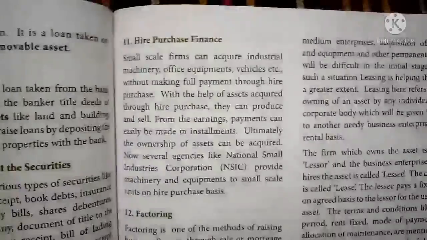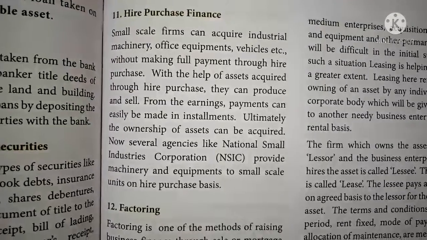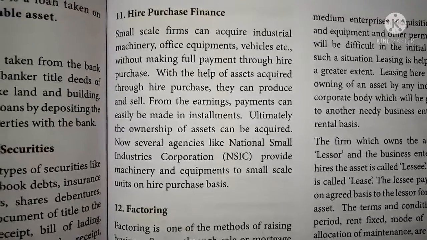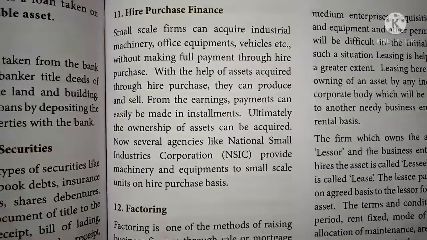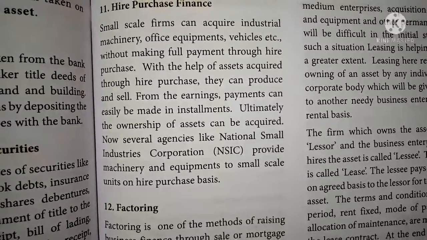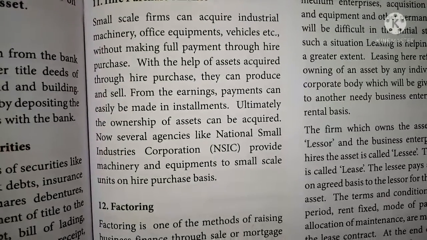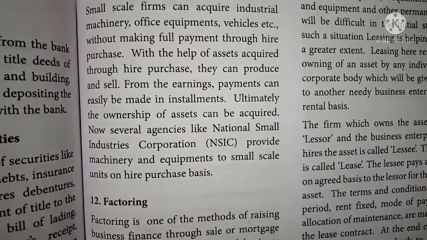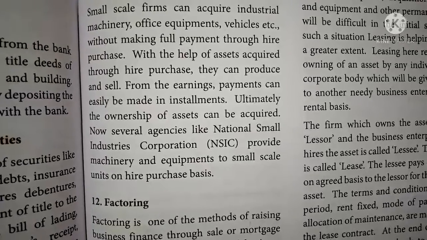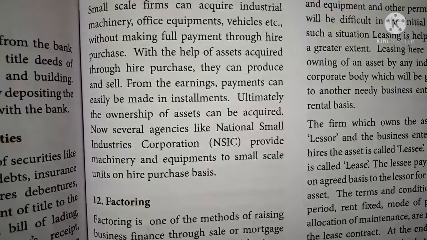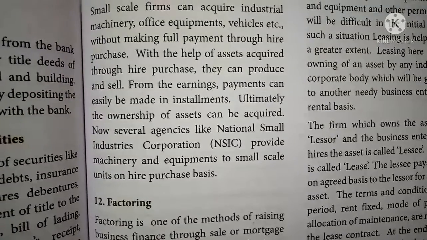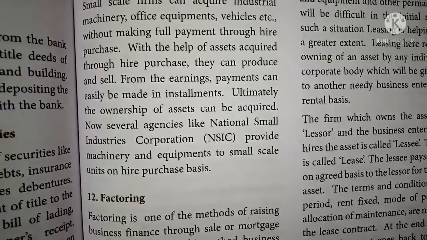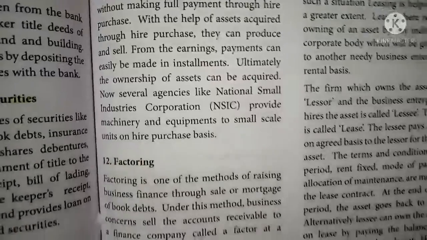And the next one is hire purchase finance. So it is also one of the short-term finance methods. Small-scale firms can acquire industrial machinery, office equipment, vehicles, etc. without making full payment through hire purchase. So with the help of the asset acquired through hire purchase, they can produce and sell. From the earnings, the amount will be paid in installments. So ultimately, the ownership of the asset can be acquired. Now several agencies like the National Small Industries Corporation provide machinery and equipment to small-scale units on this hire purchase method.